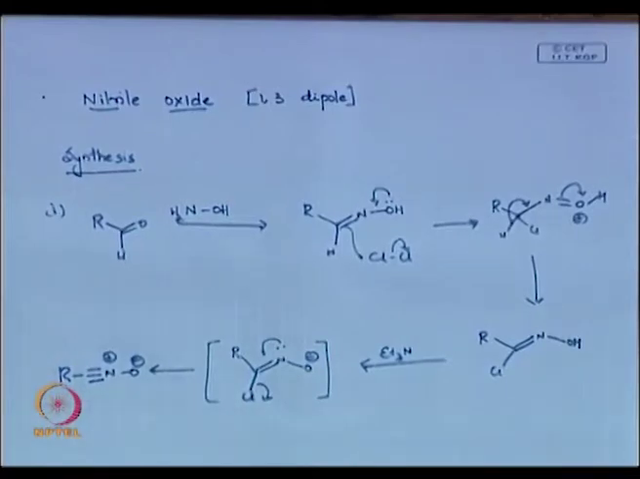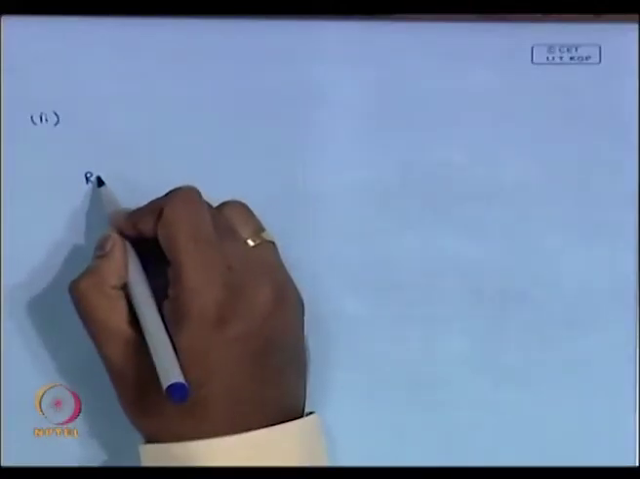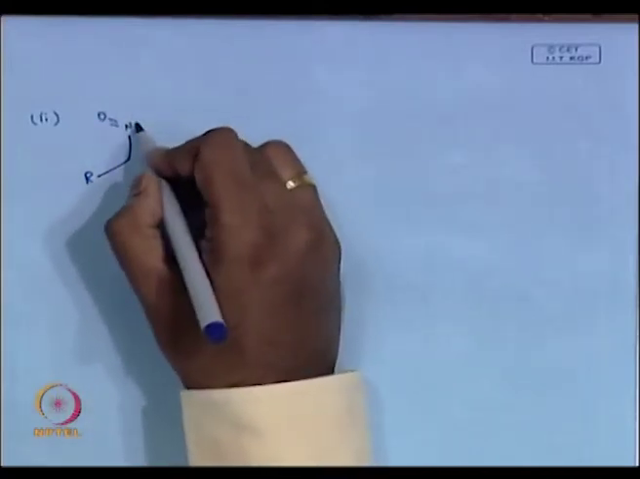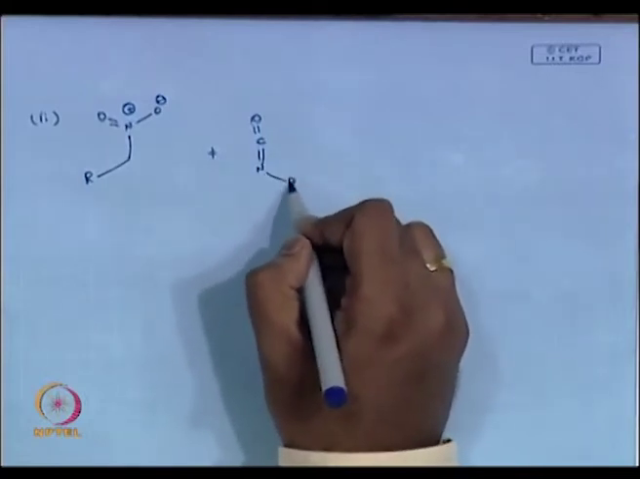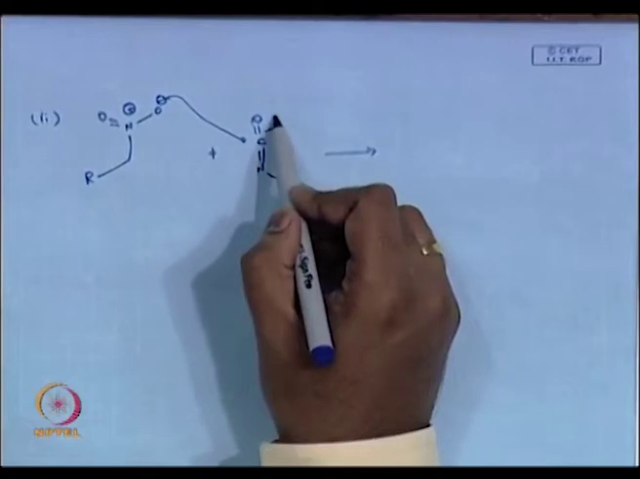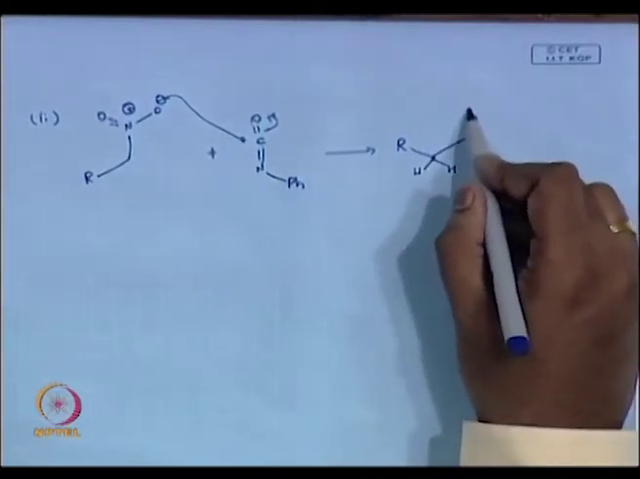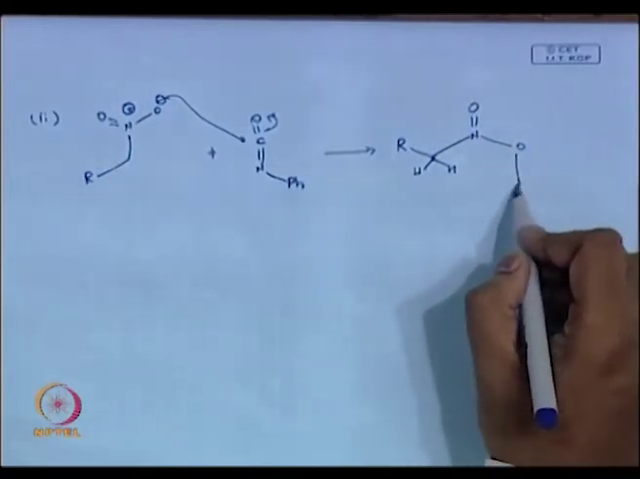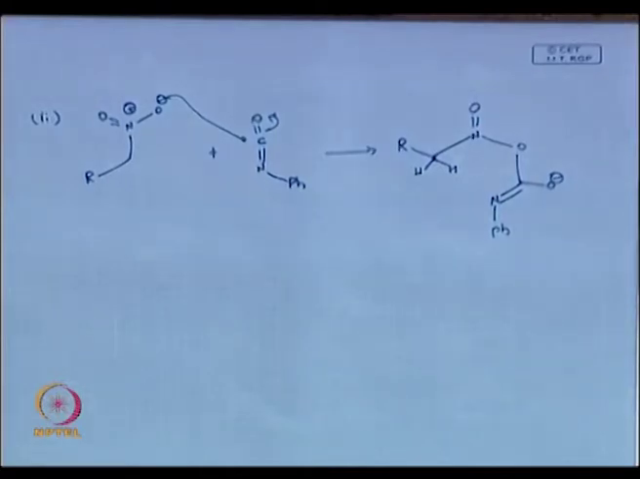One more method is there for nitrile oxide synthesis. Can you remember? Using your nitro compound and isocyanate. You can take your nitro compounds, O minus N plus, with your cyanate type of compound, phenyl isocyanate, right? So, what will happen? I will get R CH2 CH2 O minus, and I have my N and phenyl, right? You can get this product.